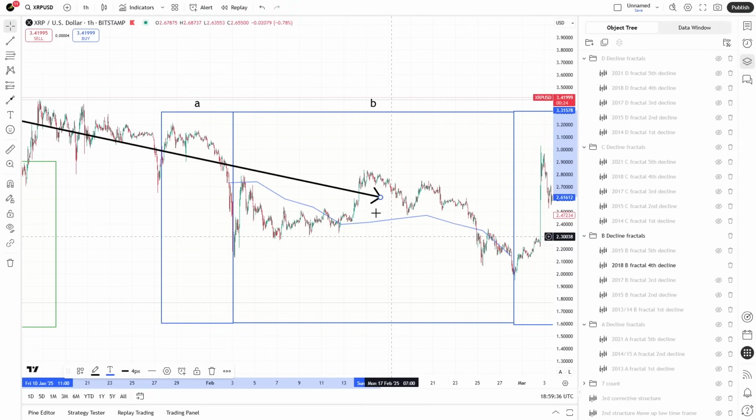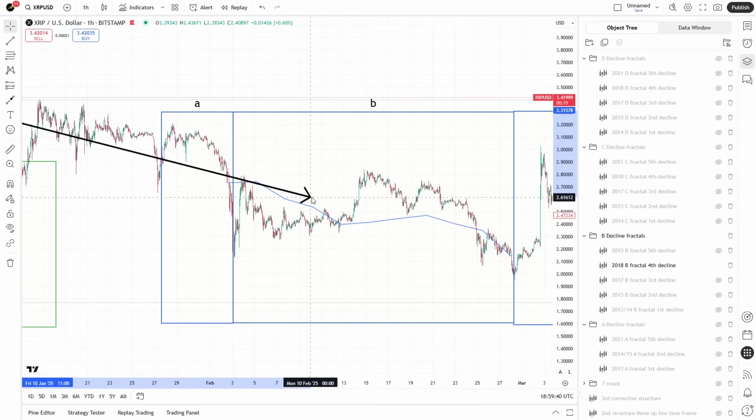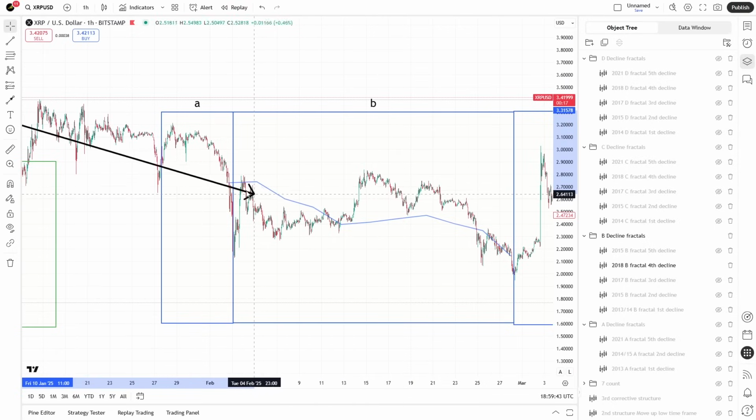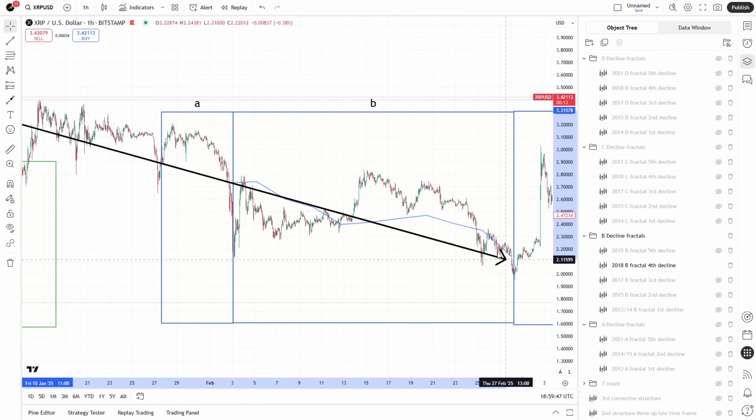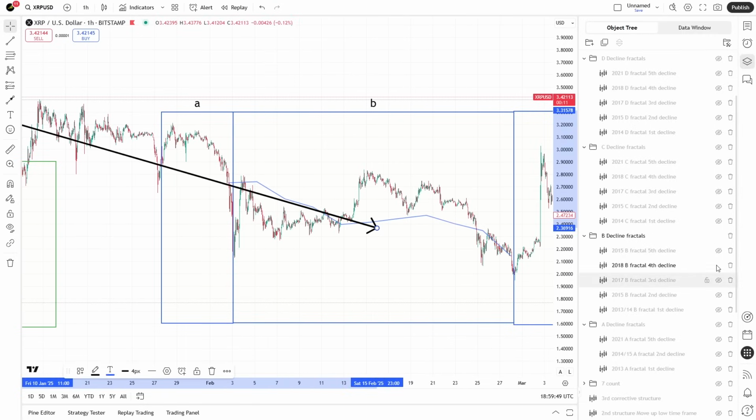Fractal B from 2018, this is the fourth iteration of this structure, and you can see how it starts high, drops, and then does this wave, which you see reflected on today's chart. And then finally 2015, that must be 2020, because it's the fifth iteration. Yeah, that's my mistake. 2021.